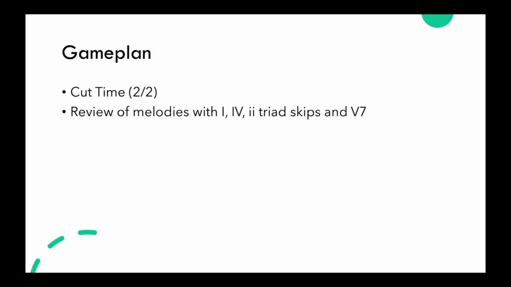This week's rhythmic topic is going to be cut time. So instead of having simple meters with 4 as the bottom number on the time signature, this week we're going to look at ones that have 2, which means that the half note gets the beat. And then we're going to continue to review melodies that have 1, 4, and 2 triad skips, and also dominant 7th skips.